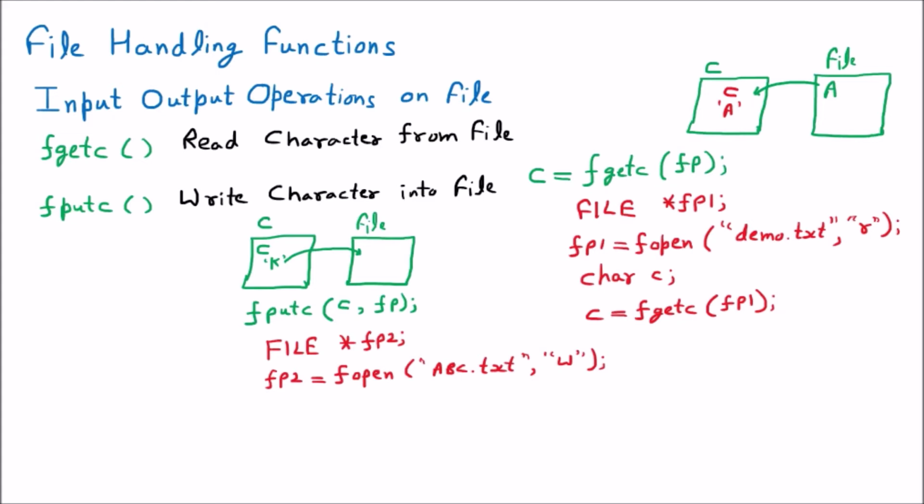Now let us suppose that we are having a character, char c, and the value inside that is K. Now this K you are going to write into the file. So you will say fputc, putting the character, the variable is c, the file pointer is fp2. With the help of this syntax, we are going to write the value of c, and the value of c is K, so this K will be written onto the file. So these are the two functions for reading the character and writing the character onto the file.